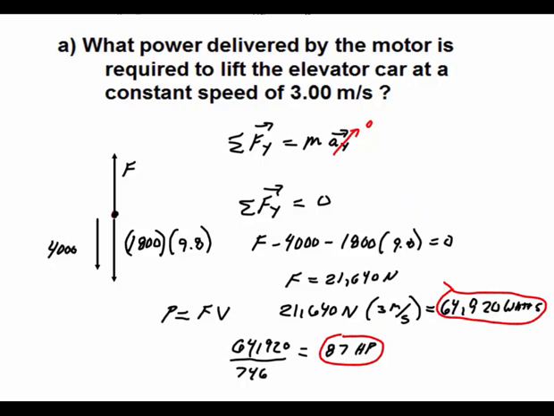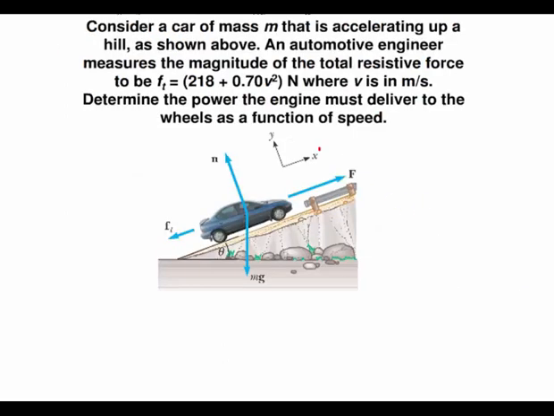Alright, let's look at another problem. This one, I have a car that has a mass m and is accelerating up a hill as shown above. An automotive engineer measures the magnitude of the total resistive force to be 218 plus 0.70 V squared, where V is in meters per second. Determine the power the engine must deliver to the wheels as a function of speed.